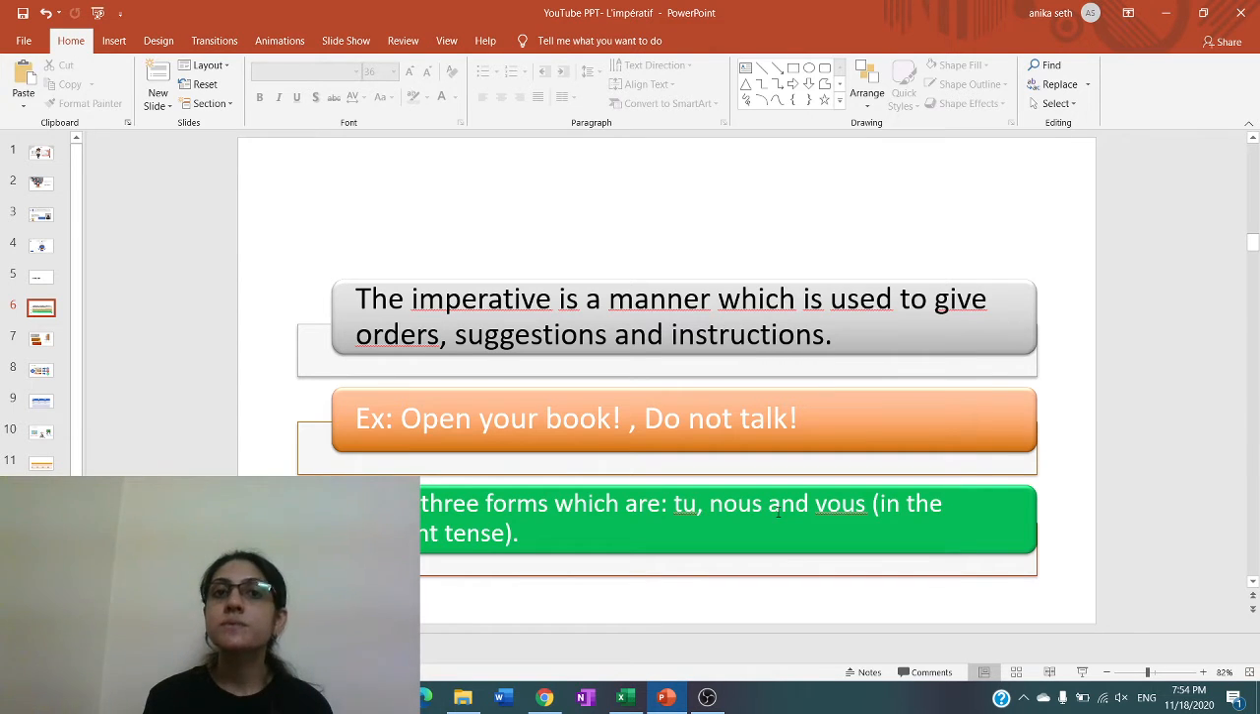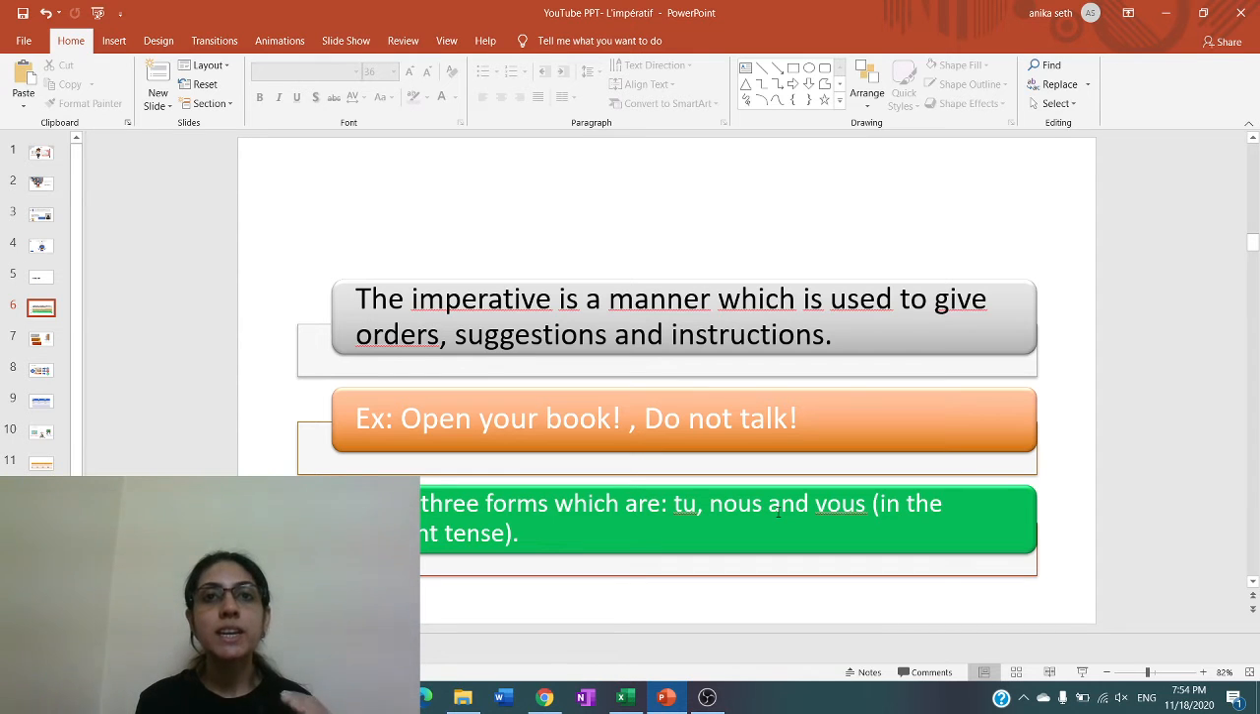If it is second person plural, that means there is more than one person in the conversation and I am giving an instruction to everyone. So again, in the vous form, the imperative manner can exist. So what we are saying over here is that the imperative has only three forms, that is tu, nous and vous.